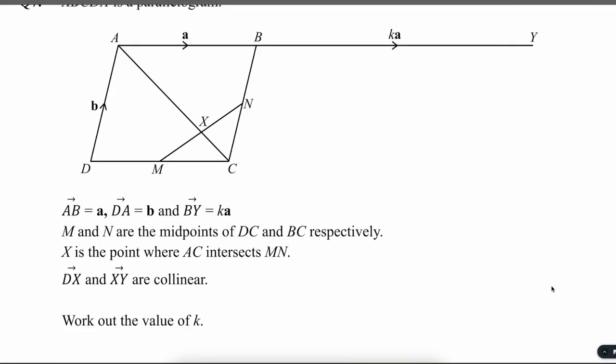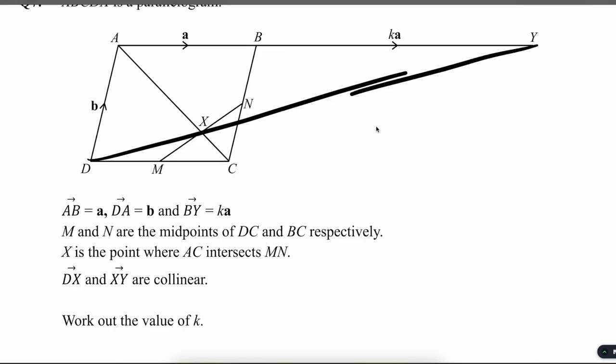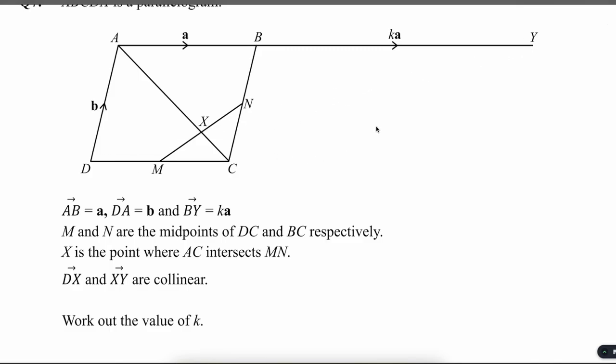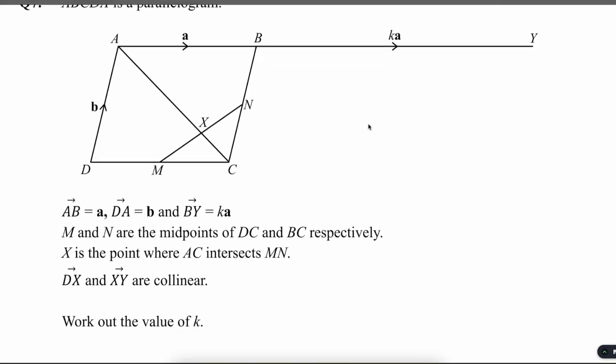So collinear means that they fall on the same straight line. So that's what that means. And we need to work out the value of k. So to work out the value of k, we're going to have to find DX first. Then we're going to have to find DY, and then, because DY and DX are collinear, we can basically find what the value of k is.